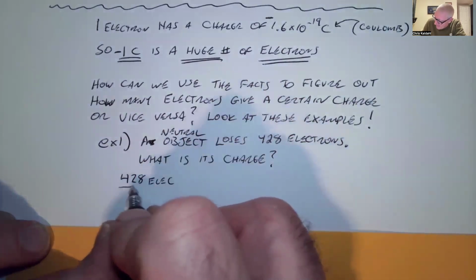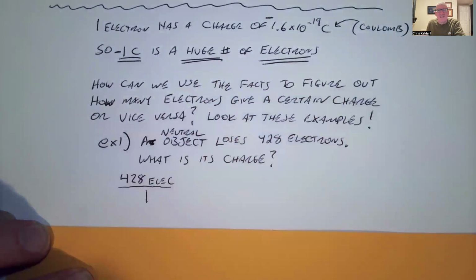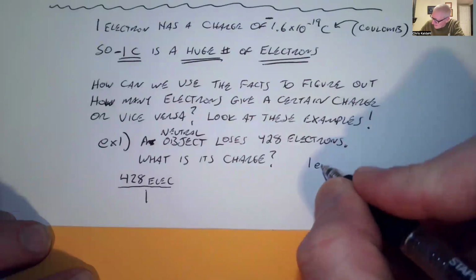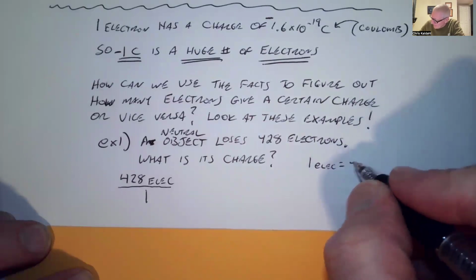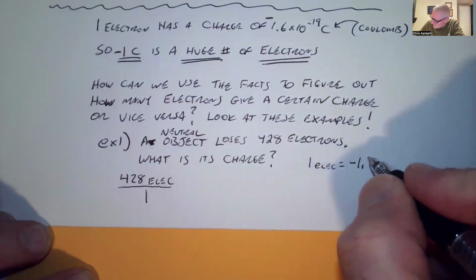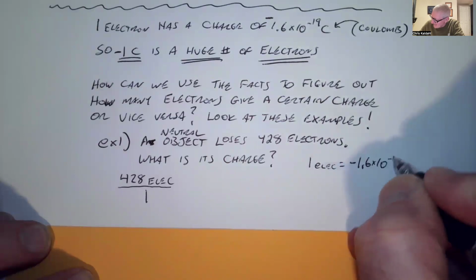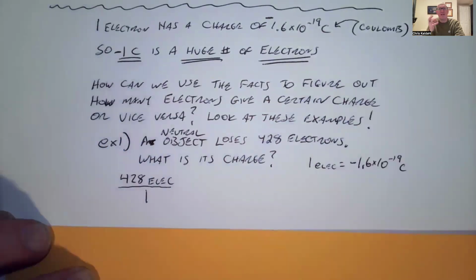Now I can put that over 1 because anything divided by 1 is just itself. And then I'm going to be a little bit slick. Since I know that 1 electron, 1 elec, is exactly equal to negative 1.6 times 10 to the negative 19th coulombs, that's like my conversion factor.